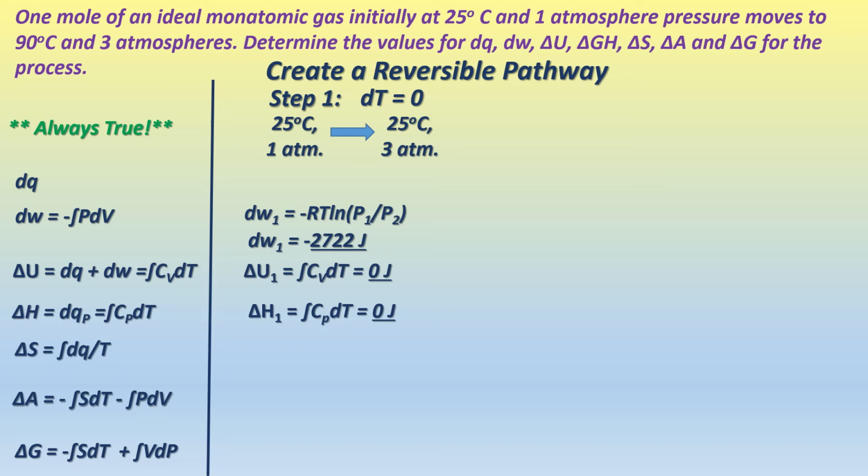Since delta U is 0, and delta U is heat plus work, they have to cancel out. So if work is minus 2,722 joules, the heat transferred would be a positive 2,722 joules to get a delta U of 0 for this step. Once I have heat, entropy is defined as change in heat over temperature. I have a change of heat, and the gas is being held at 298 K. So I have a change in entropy for the first step of 9.13 joules per degree Kelvin.